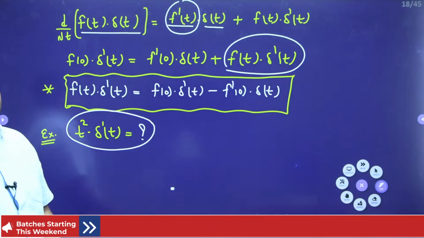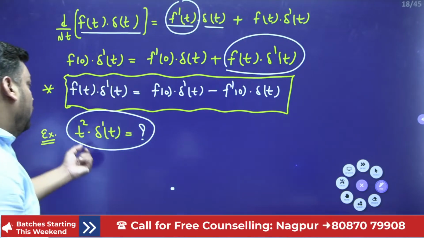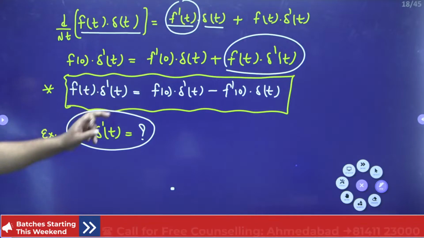Just do reply fast, guys. What is the answer for t square dot del dash t? You just apply this property, you will get the answer.